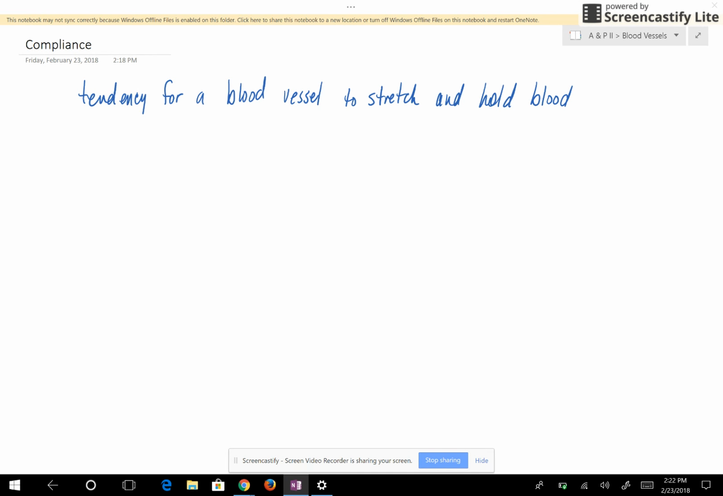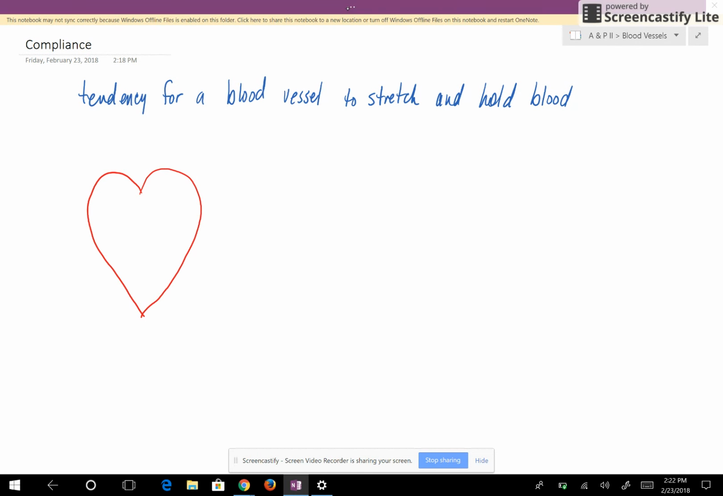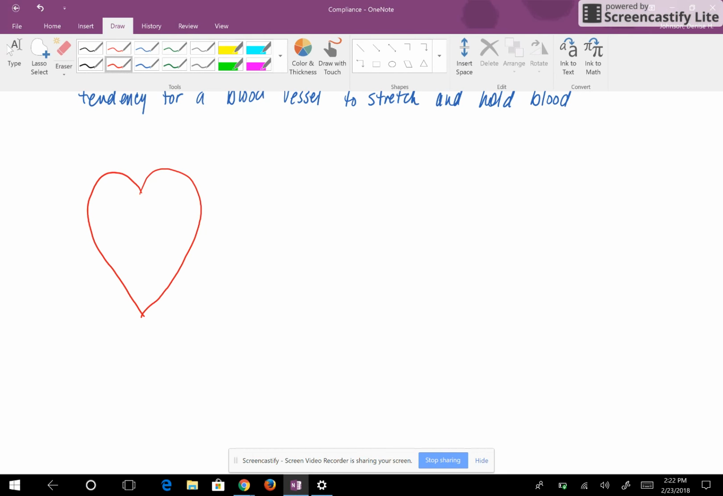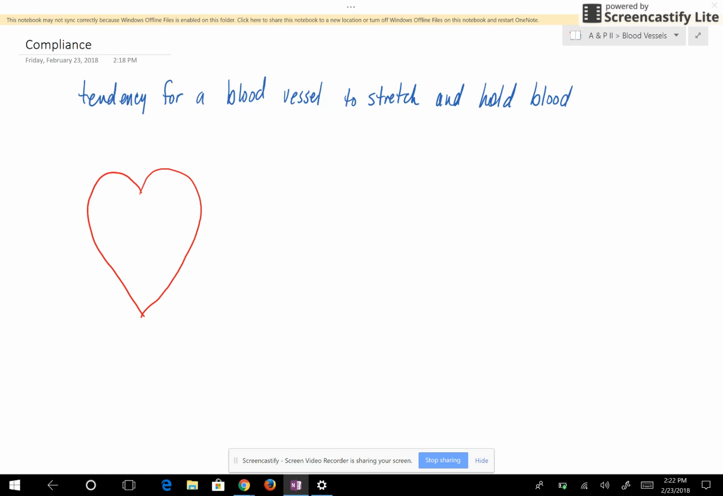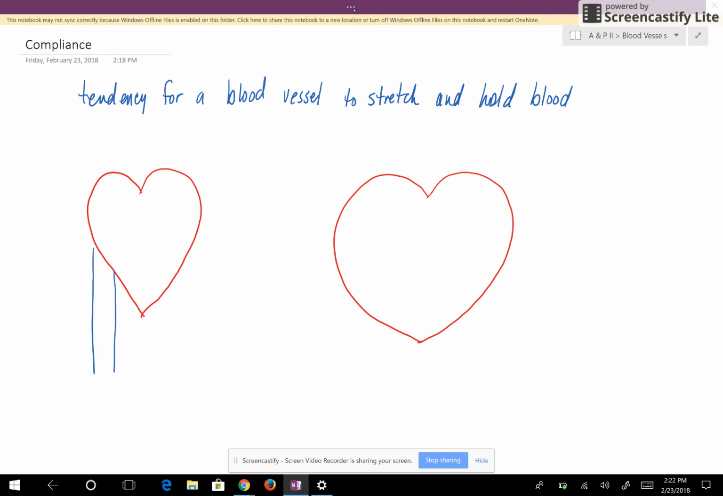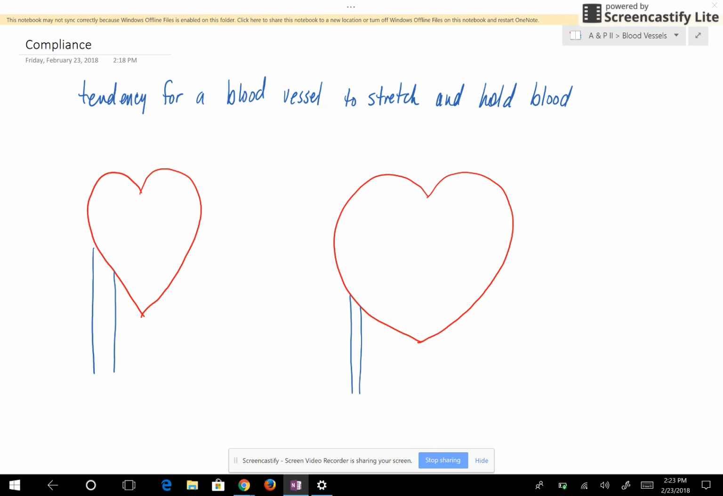So let's start with this heart here. This is the heart, and we're going to give it an inferior vena cava. This inferior vena cava is this size, and then we're going to draw this other heart. We're going to draw it larger, and then the vena cava is going to be smaller. Remember that compliance is going to be the tendency for a blood vessel wall to stretch and hold blood. So you can see the picture here to the left.